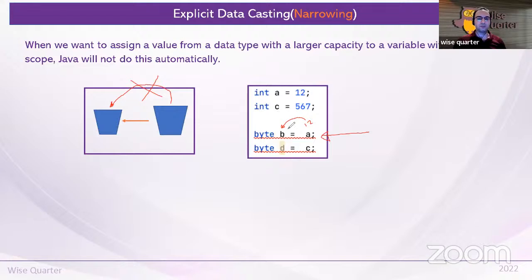It is the same for C. C is 567, which is very high for byte data. When you try to assign it to byte, Java will still complain about it, because Java won't check the values. Actually, the first one may work, since 12 is within the byte's capacity, but the second one is way beyond the byte's capacity.